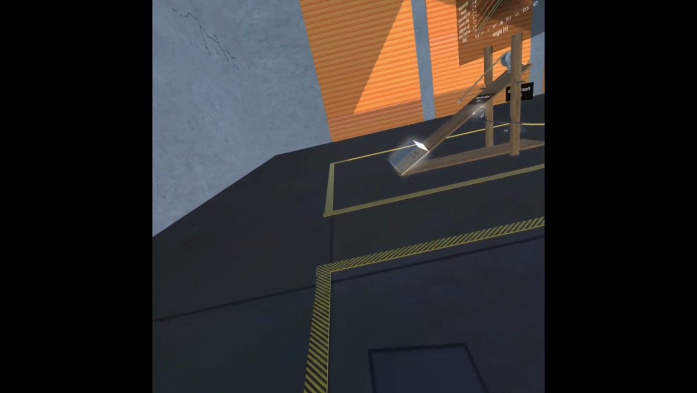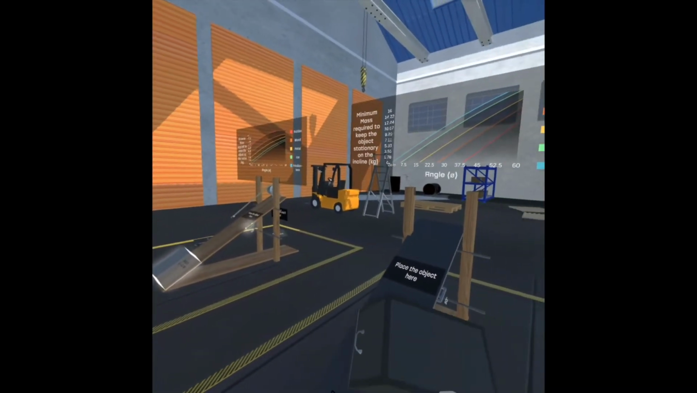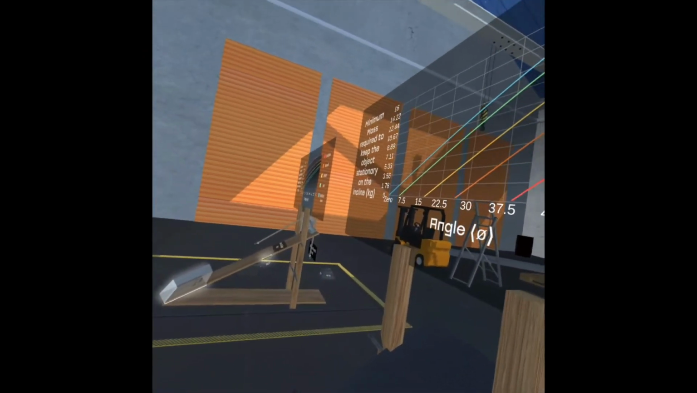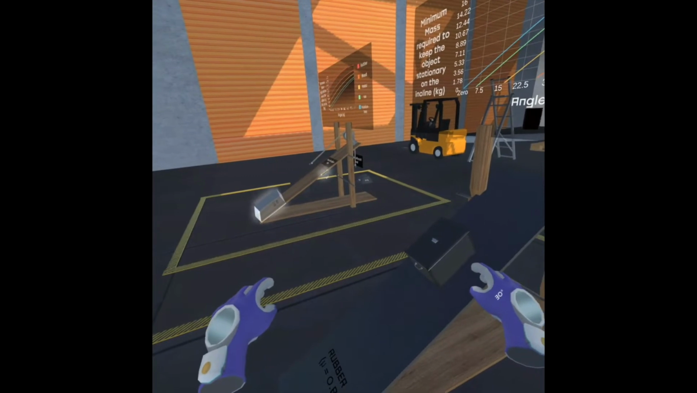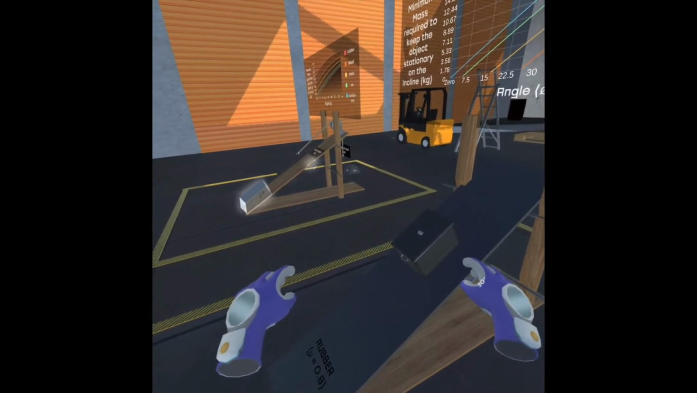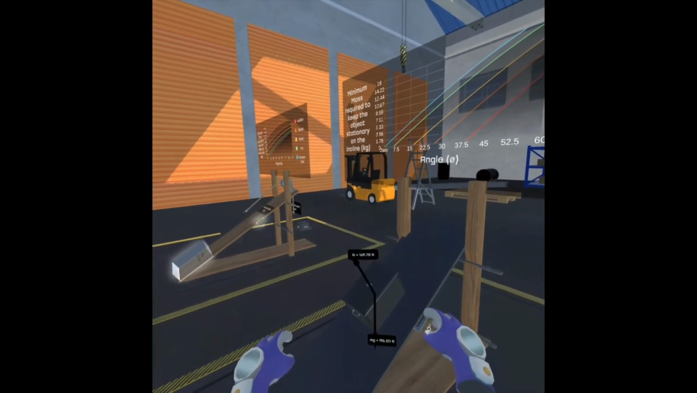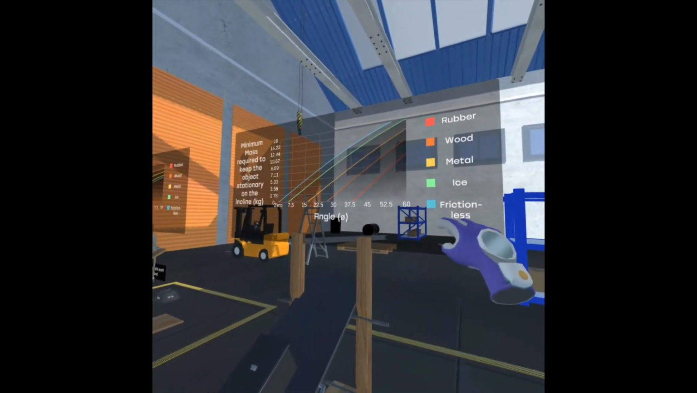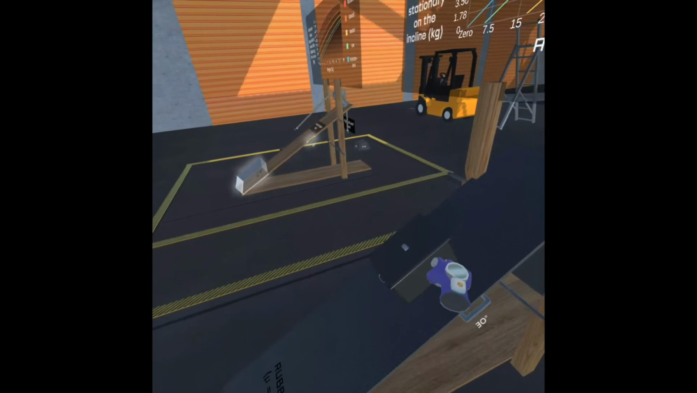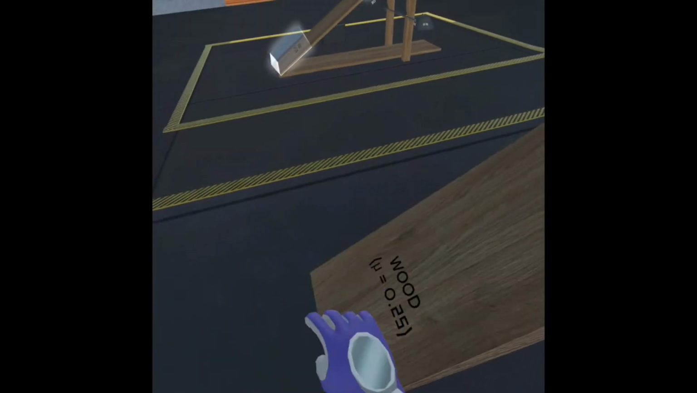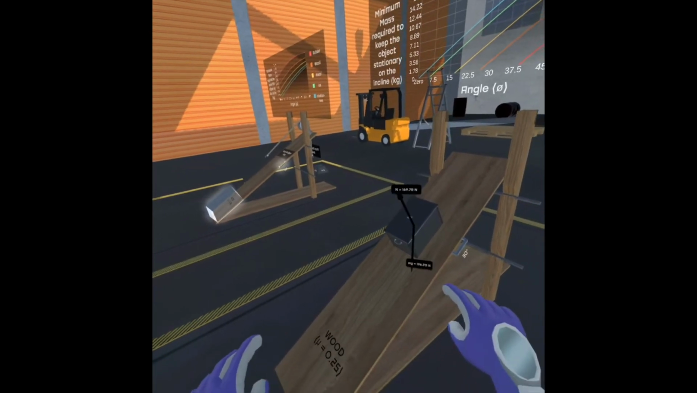Now let's try proper. I'm going to go ahead and skip some of the other ones. So we're going to try rubber right now. So let's let go. And you can see that the object's barely moving. And that's because of that really high friction object on the surface. So I'm going to switch it to wood.